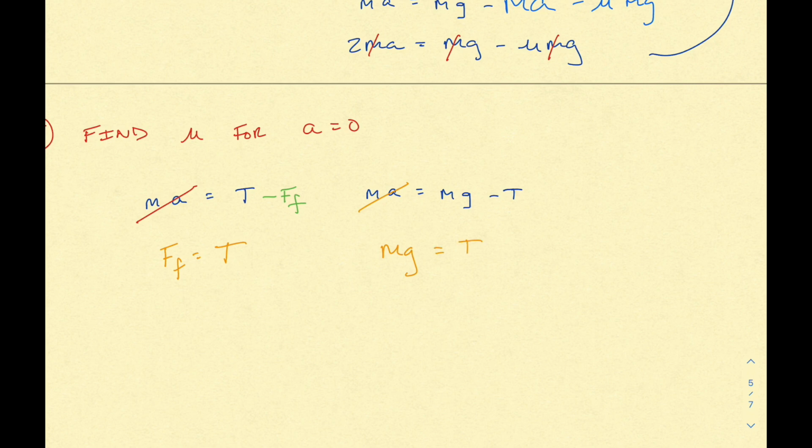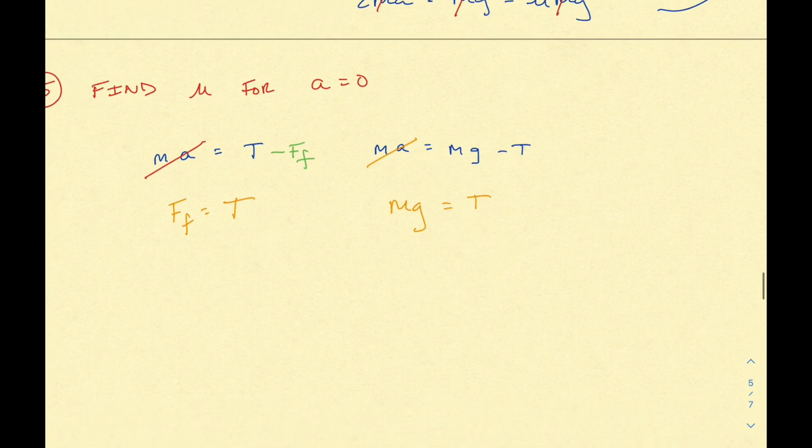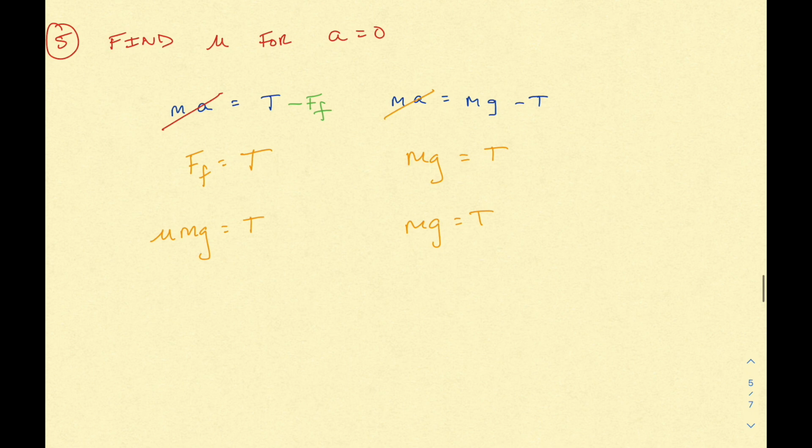Okay. So now what do we see? Well, we know from before that mu mg is equal to the force of friction, and over here we see that mg still is equal to tension. I don't know why I rewrote that, but you're welcome. So now we can just substitute in what those things are equal to. So now by putting these two equations together, this now looks like mu mg is equal to mg.